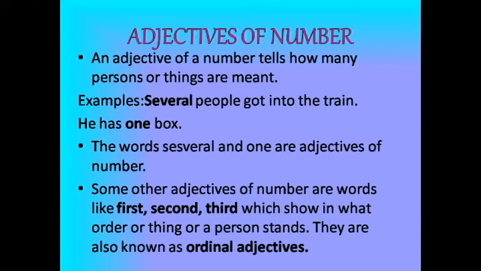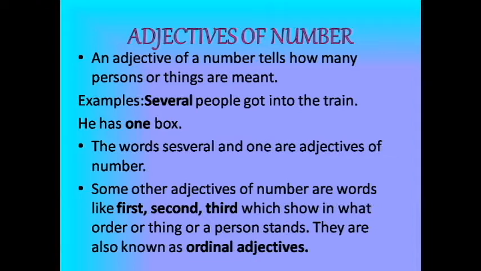In this example, several is the adjective of number because it tells us how many people got into the train. He has 1 box is the other example. In this example, 1 is the adjective of number because it tells us how many boxes he has. The words several and 1 are adjectives of number as told earlier.